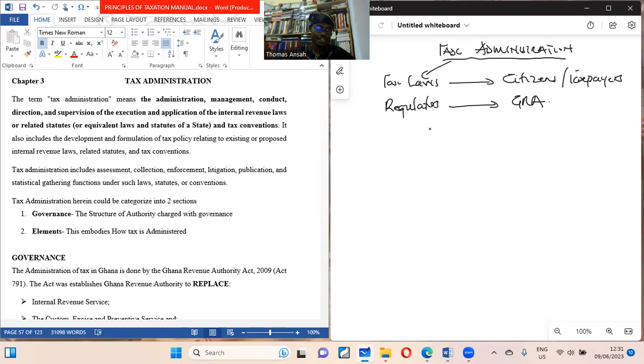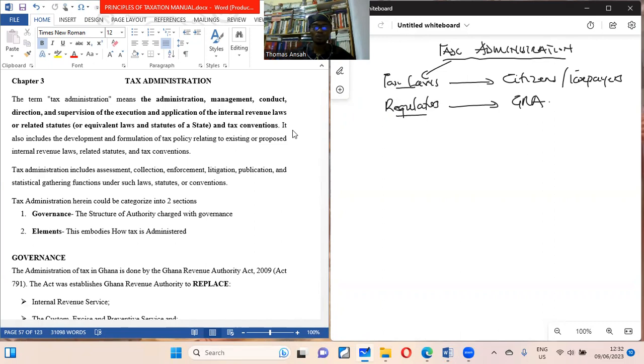And so when we talk about tax administration, we are talking about the administration, the management, the conduct, the direction, the supervision, and the execution, and application of the internal revenue laws, here really the tax laws, or related statutes, maybe regulations and tax conventions. So, how it is being made manifest. All right, so that is what we want to look at. In tax administration, these are the players: the lawmakers, those who make the law, and those who enforce the law.